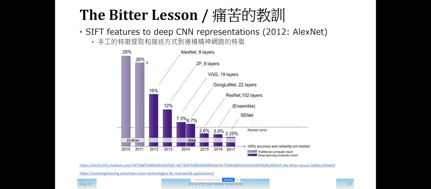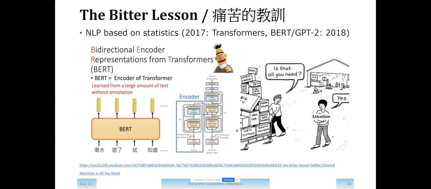we can see that changing to deep neural networks, in this case AlexNet, reduced the error rate by quite a lot on the standard image benchmark. And then as we increase the amount of computation, we keep getting better and better results. And that was the core idea behind the bitter lesson.